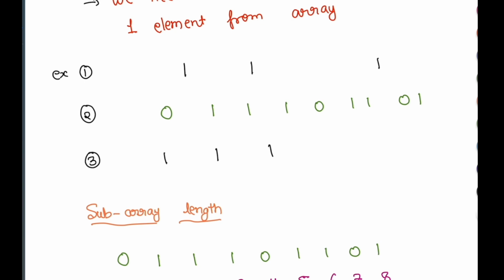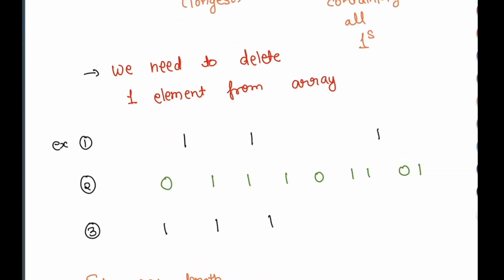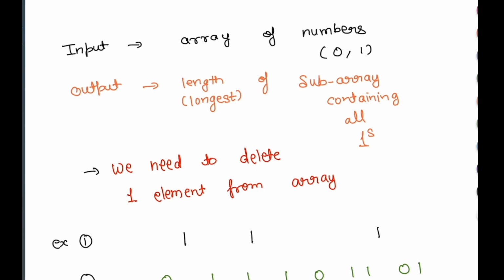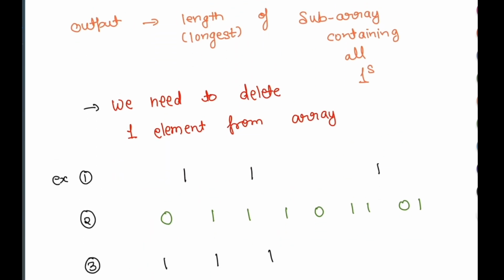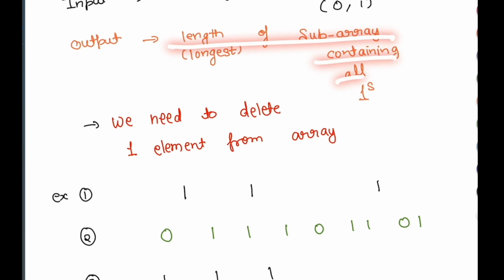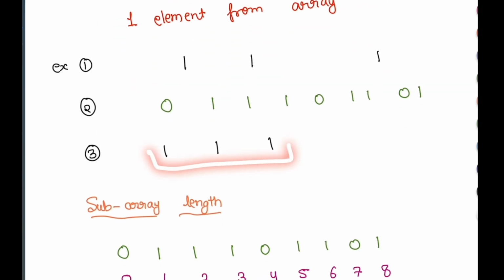For example, in example number 3, there is a scenario that we have all ones, right? The input contains all ones. Now how will you delete a 0? You do not have a 0 to delete, right? This is a simple case. Try to focus on the problem. The problem says that we are given an input of 0 or 1. The input is 1, 1, 1, right? The input is fine. Now we have to find the length of the subarray containing all ones. Alright, this is my subarray containing all ones.